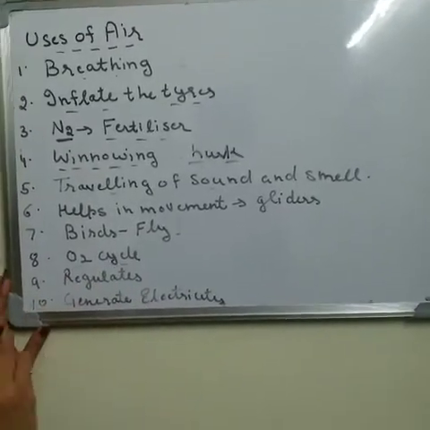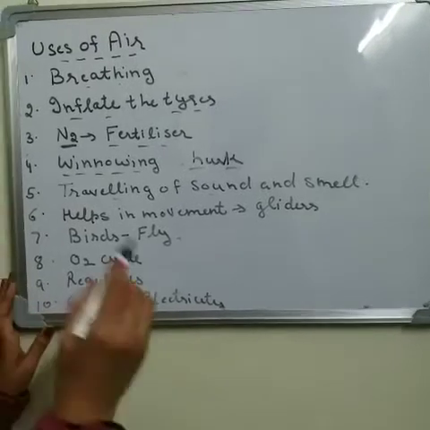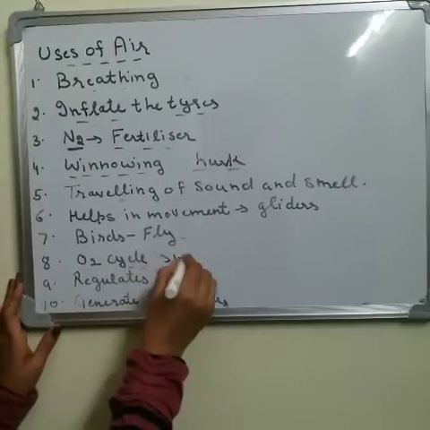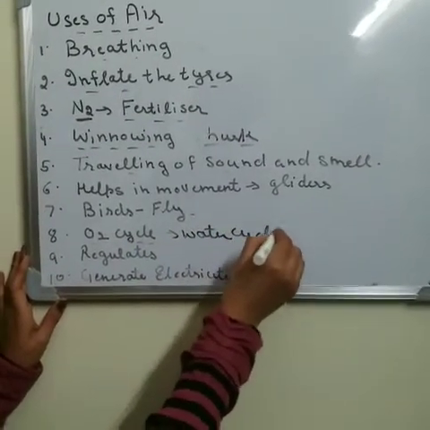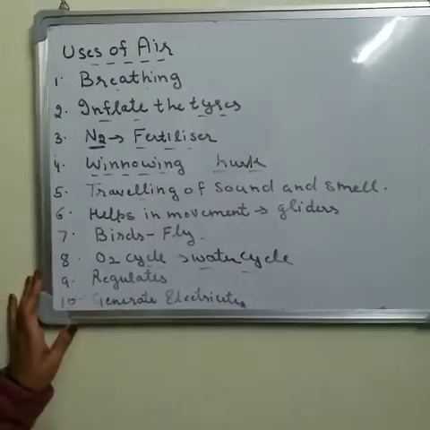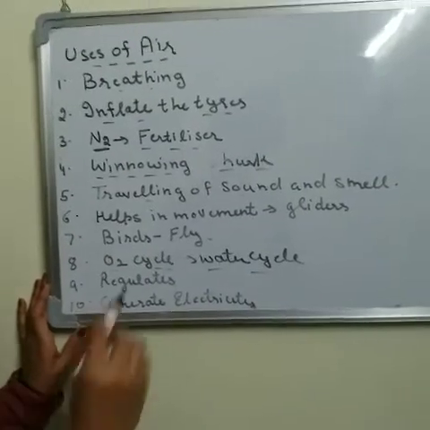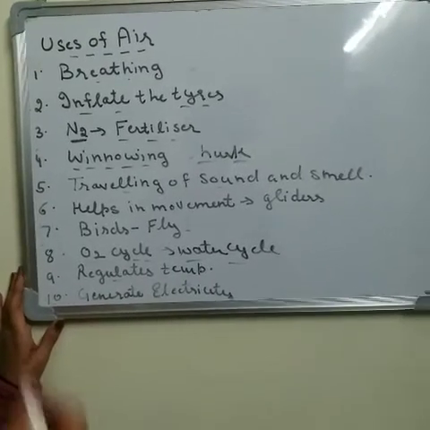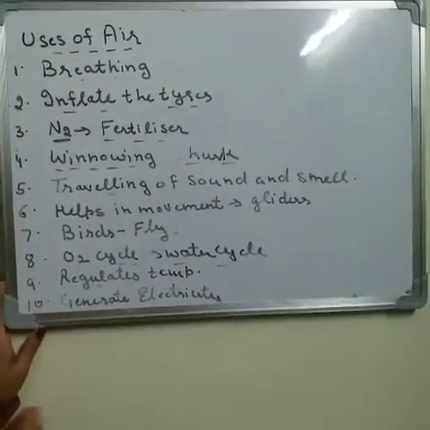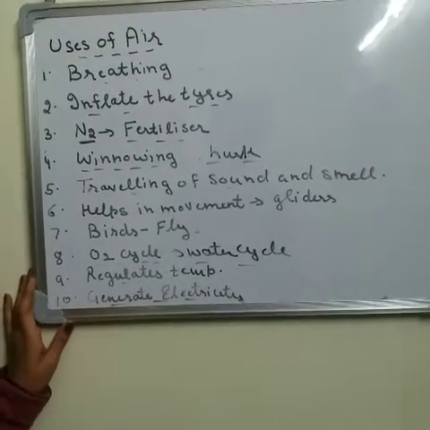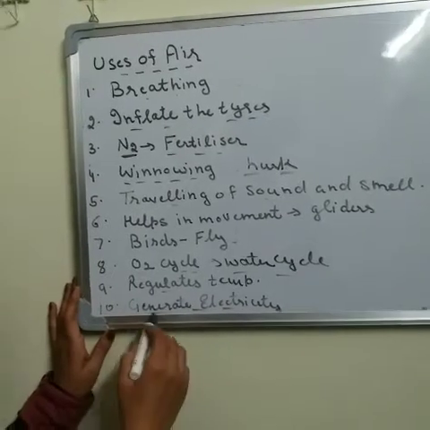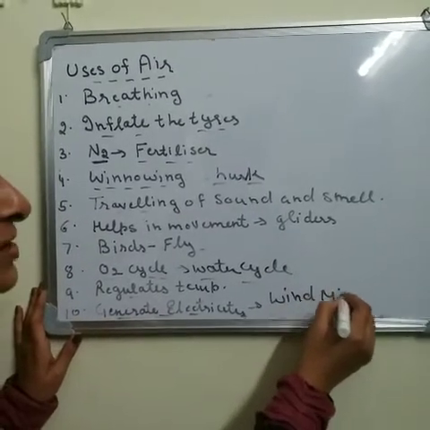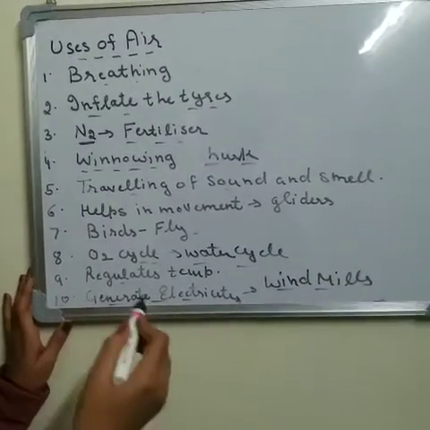Air plays an important role in the oxygen cycle. Yes, there is an oxygen cycle. So air is a must. It plays an important role in the oxygen cycle as well as in the water cycle. Air regulates the temperature of the earth. So to regulate earth's temperature, air is a must. And in the windmill, air is also used to generate electricity. Yes, in the windmills, the power of the wind is used to produce electricity.